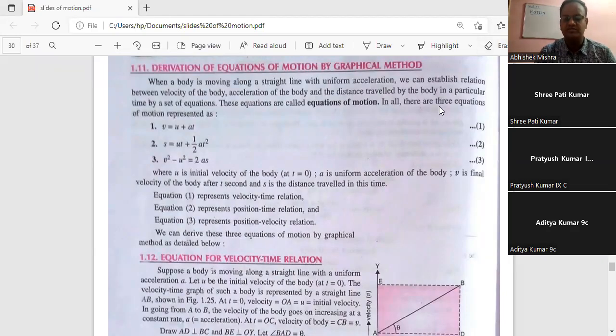So good afternoon, students. Today we will be continuing with the chapter Motion, which we were doing. Till our last class, we have done the distance time graph and the velocity time graph. And now today we will be doing one of the very important topics, that is the equation of motion by the graphical method. We will deduce the three types of equations, which are the equations of motion.